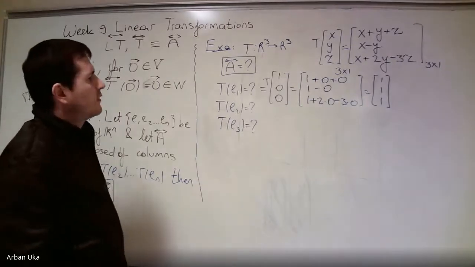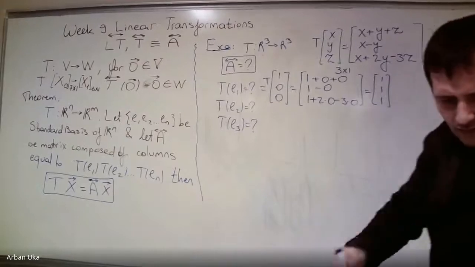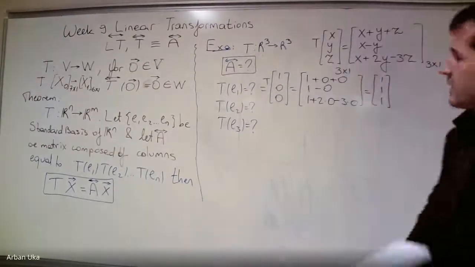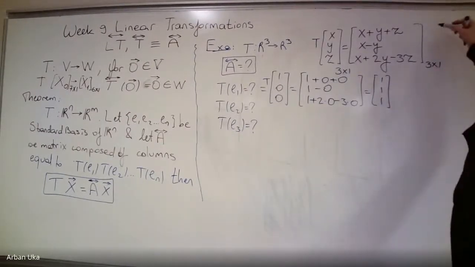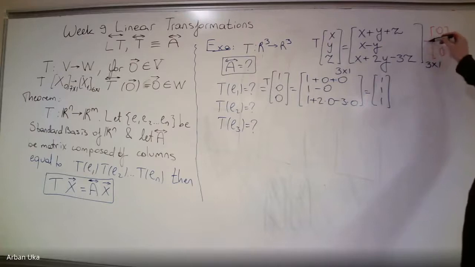Then, if we evaluate this at 0, 1, 0, what do we get? 1, minus 1, 2.